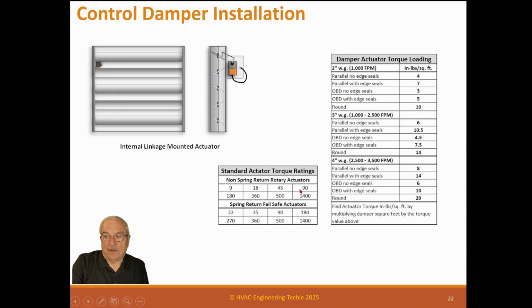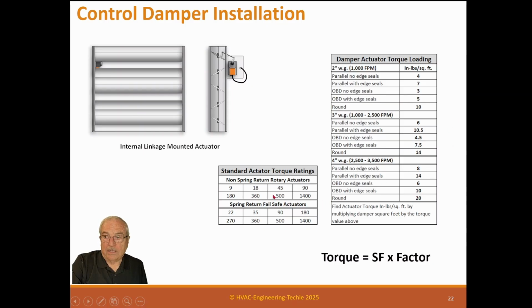And these are standard actuator torques. Everybody makes approximately these ranges. Non-spring return: 9, 18, 45, 90, 180, 360, 1400 inch-pounds. This is the actuator rating. So basically the torque equals square foot times this factor, and you have to make sure you pick an actuator that's greater than this.